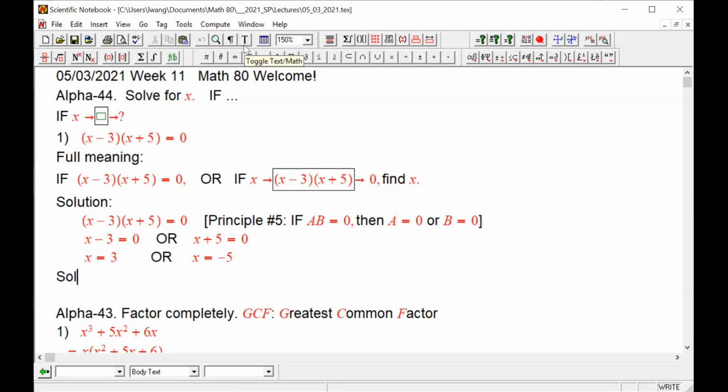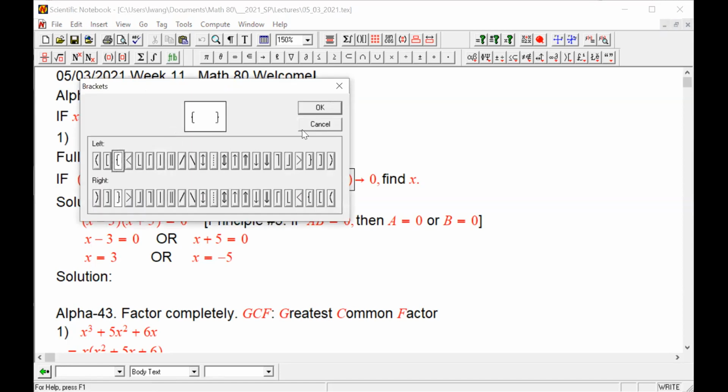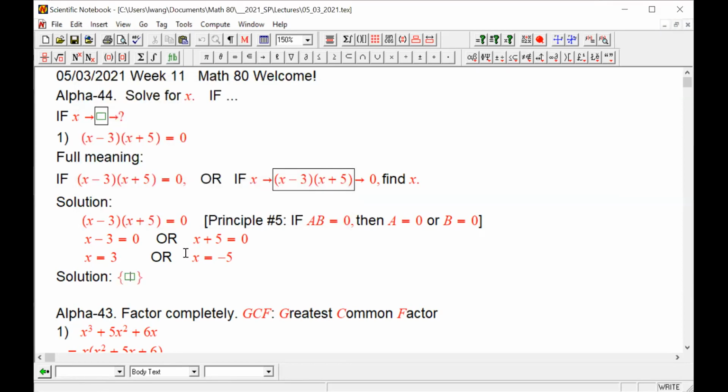So the solution, I want to show you a new way to show the solution. You can show your solution like this: -5 or 3. We use curly brackets. We basically enumerate the solutions. We just have two solutions, so we put them in the curly brackets, telling the reader, hey, this is the collection of the solutions.